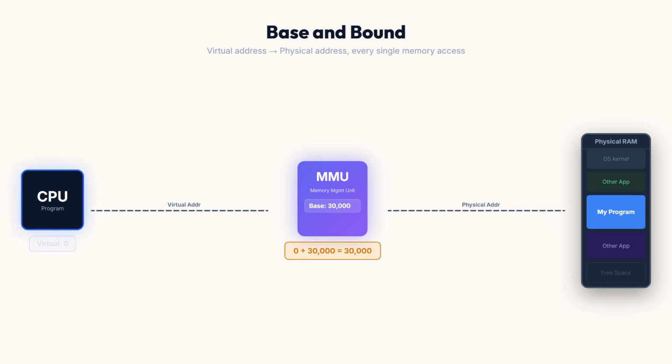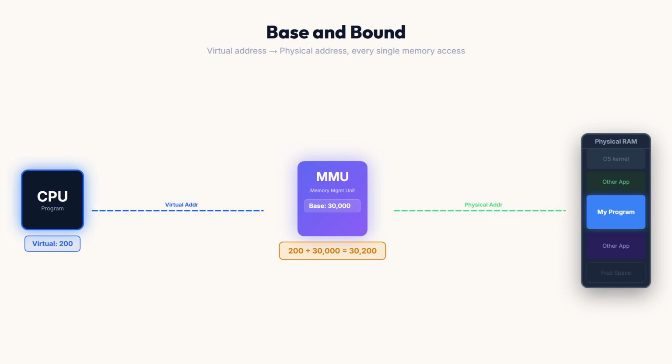So when the program says read data from address 0, the request first passes through the MMU. The MMU instantly adds the base value 30,000 to it and converts it into a real physical address. That translated address is actually what gets sent to the RAM. If the program later tries to access address 200, the MMU adds 200 to 30,000 to become 30,200.